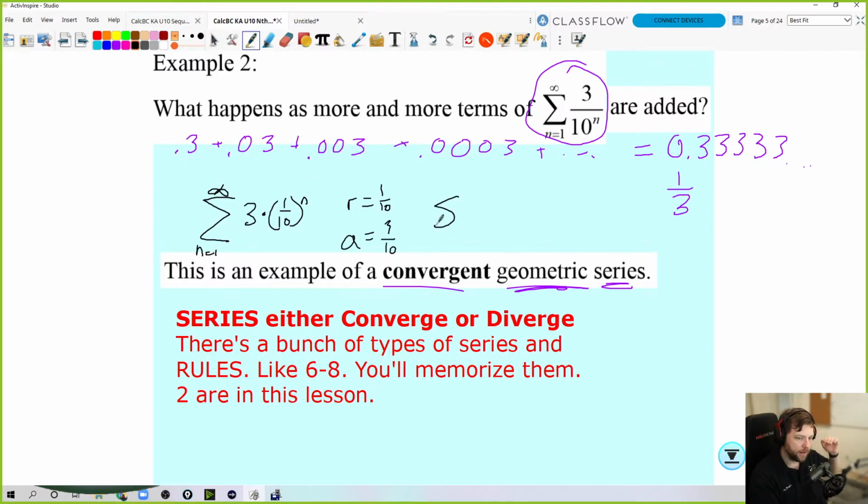So if I wanted to find the sum, and I know it converges because my ratio is 1/10, it's going to be 3 over 10 divided by 1 minus 1 over 10, which would give you 3 over 10 divided by 9 over 10.